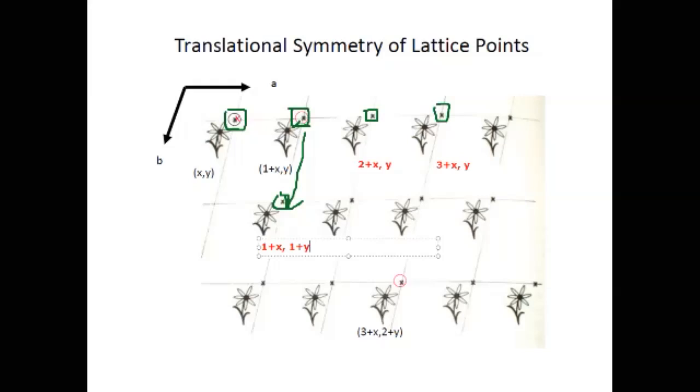And then if we continue down to the next one, this would be 1 plus X and 2 plus Y, because we've moved 2 units down the B axis, or referred to as the Y axis.